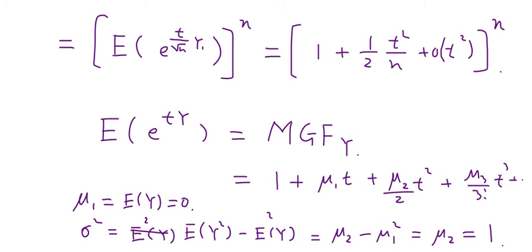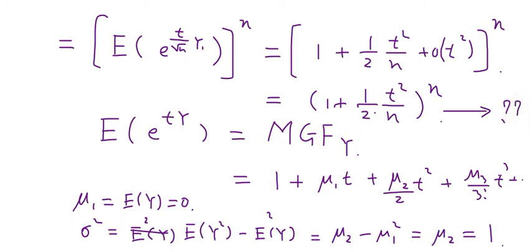So we can forget this smaller one. We say this one is almost equal, we just check it out: 1 plus half n t square over n. So then as n goes to infinity, what will this one approach?